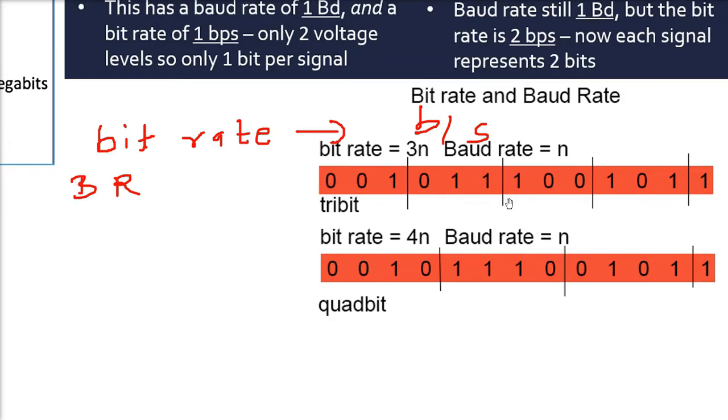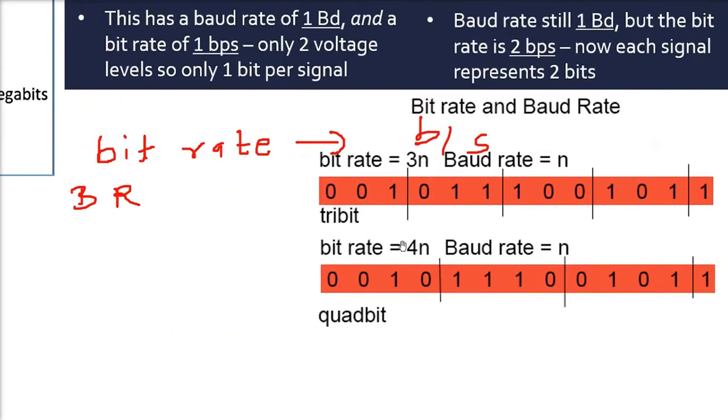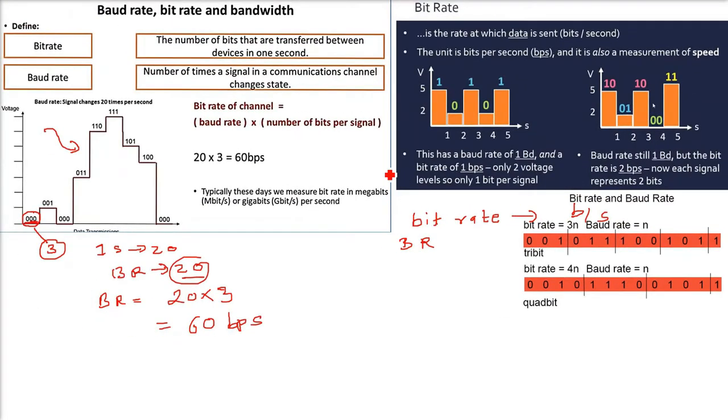One more example. Here you have 3 bits. I have drawn a line here and there are combinations of 3 bits. So the bit rate will be simply 3 into n. N is what? The baud rate. Similarly, if you have 4 bits, and the baud rate remains n, the bit rate will be 4 into n.